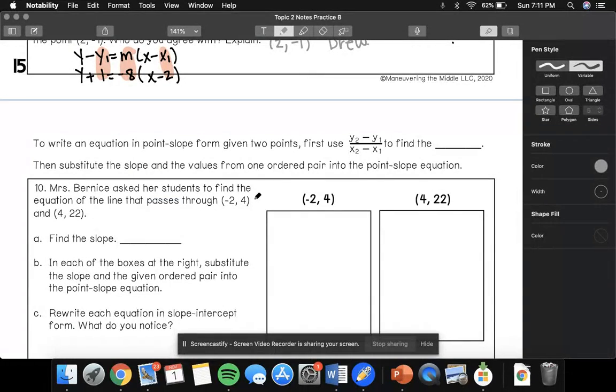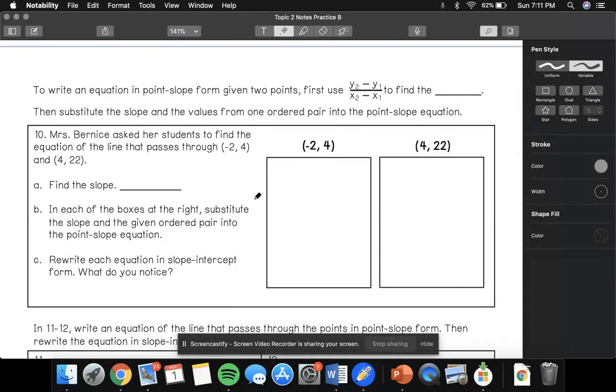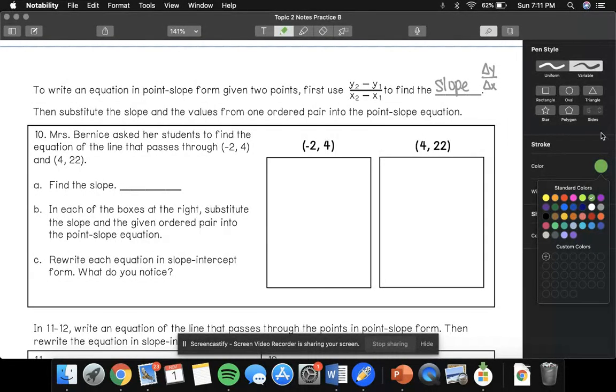Okay, so on page 15, now we're actually going to write some equations. So to write an equation in slope-intercept form, given 2 points, first use the slope formula. When we learned the slope formula, we could do y2 minus y1 over x2 minus x1. We could also find our slope by just finding the change over the change. I think most people like the change over the change more. Okay, then what we'll have to do is substitute the slope and the values from one of our ordered pairs into the point slope equation.